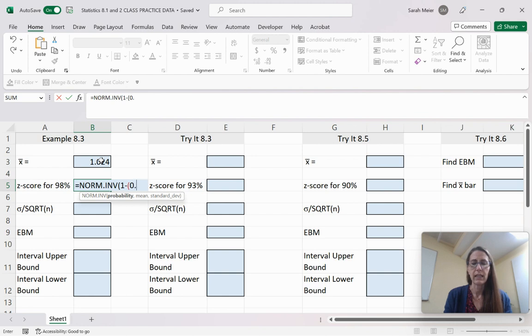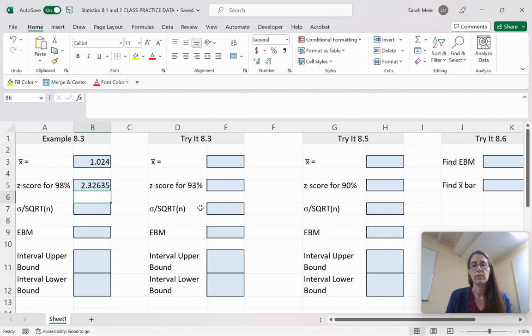I don't think. Sometimes I like to, because I feel like then I know for sure which way we're doing the multiplications, additions, and subtractions. So again, 1 minus, this part here is that 1 minus the CL. So the CL is 0.98, 1 minus that is 0.02, divided by 2. Now our mean for these problems, we're using the standard normal distribution, so the mean is always 0, and the standard deviation is always 1 to find the Z-score.